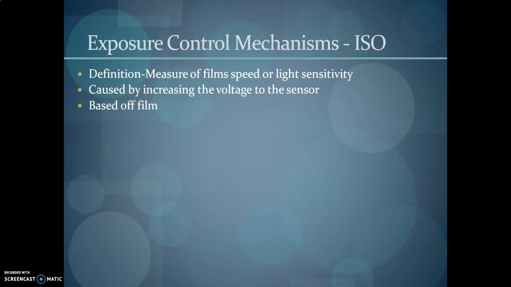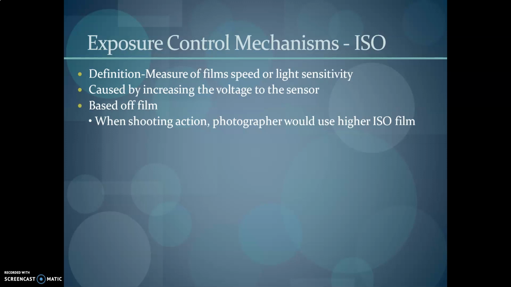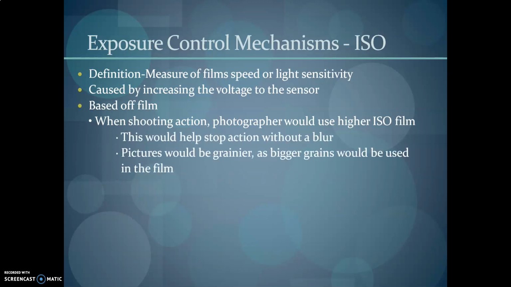This is based off of film. Back in the day, when shooting action shots, a photographer would use a high ISO so that it could stop the action. This would help stop the action without a blur. Pictures would have more grain because it would have bigger grains of light-sensitive material on the film.